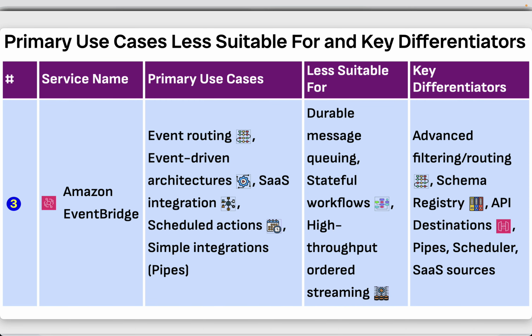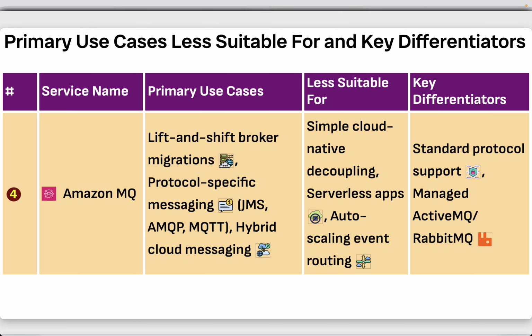EventBridge is best for event routing, event-driven architectures, SaaS integrations, scheduled actions, and simple pipes integration. It is less suitable for durable message queuing or high-throughput ordered streaming. Key differentiators are advanced filtering, routing, schema registry, API destinations, pipes, schedulers, and SaaS sources.